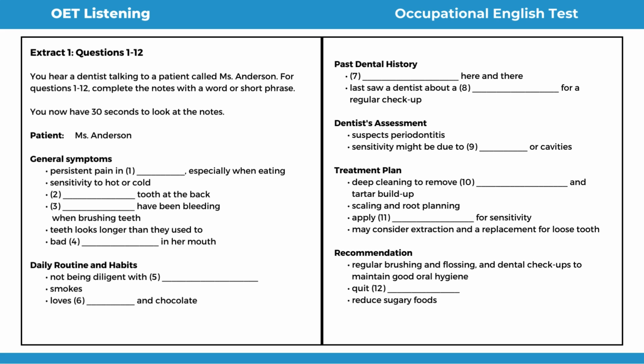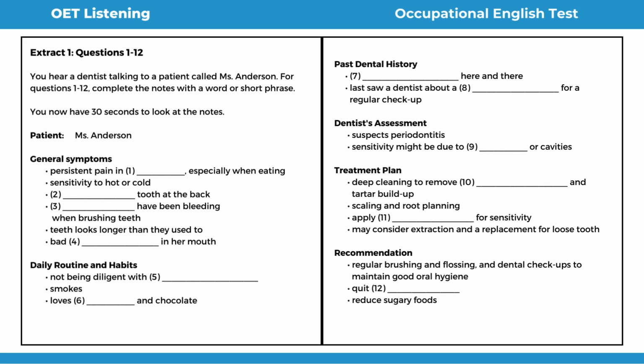Good morning, Miss Anderson. I'm looking at your notes and I see that you've been having some problems with your teeth recently. Could you tell me a little about the problems you've been experiencing? Well, to start, I've been having this persistent pain in my lower jaw, especially when I'm eating. And then there's this constant sensitivity. Whenever I have anything hot or cold, it's really uncomfortable. But the worst thing is this one tooth at the back. It feels loose and I'm worried it might fall out.